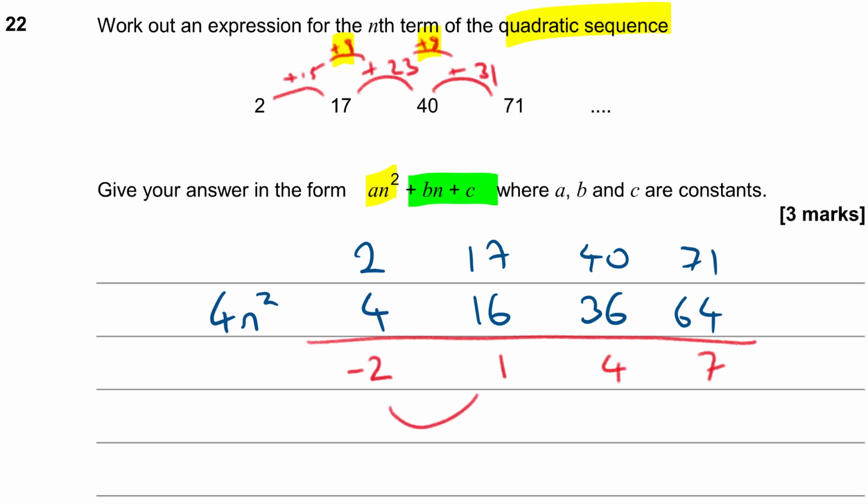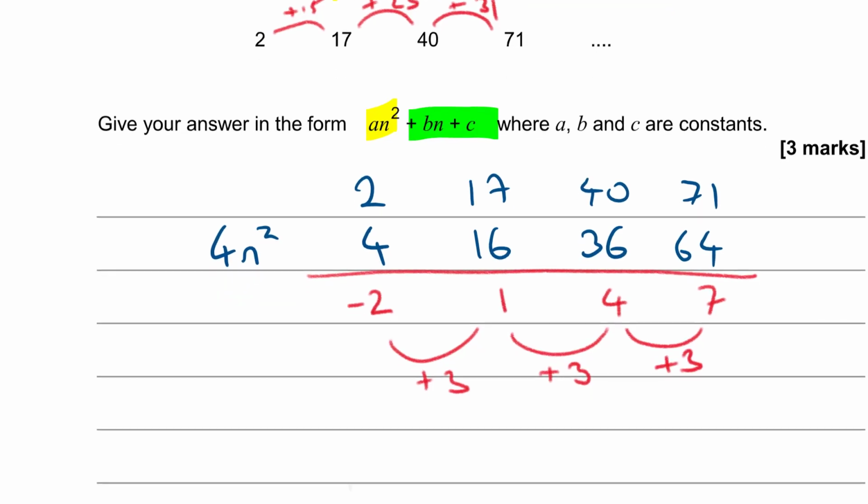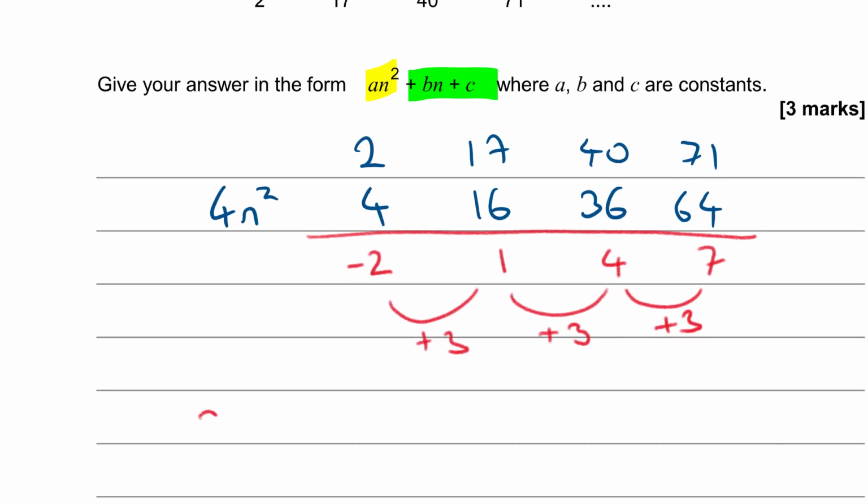Because if you look here, the difference between minus 2 and 1 is plus 3. The difference between 1 and 4 is plus 3. And the difference between 4 and 7 is plus 3. So this sequence has something to do with 3n. But 3n is the sequence 3, 6, 9, 12, not the sequence minus 2, 1, 4 and 7. So if I want to get minus 2 from 3, I need to take away 5 from it. If I want to get 1 from 6, I need to take away 5 from it. 9 take away 5 is 4, and 12 take away 5 is 7.